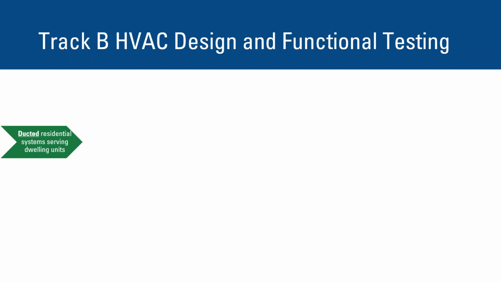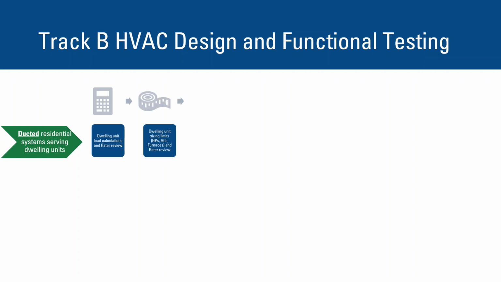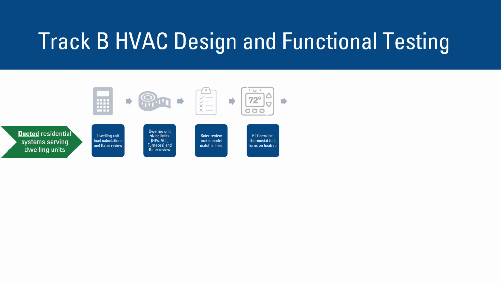Starting off with Track B, where we have specific requirements. If you have ducted residential systems serving dwelling units, then they need to meet the dwelling unit load calculations, and the rater reviews those. They also have sizing limits for the heat pump, ACs, and furnaces, and the rater ensures those have been met, as well as ensuring that when you go in the field, the equipment model matches the design report.